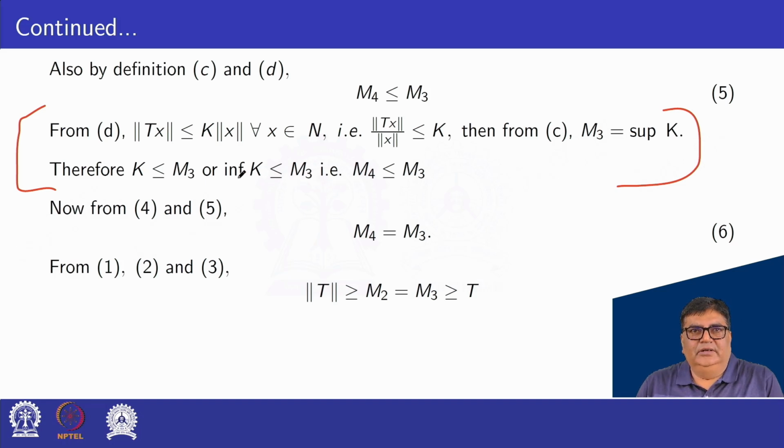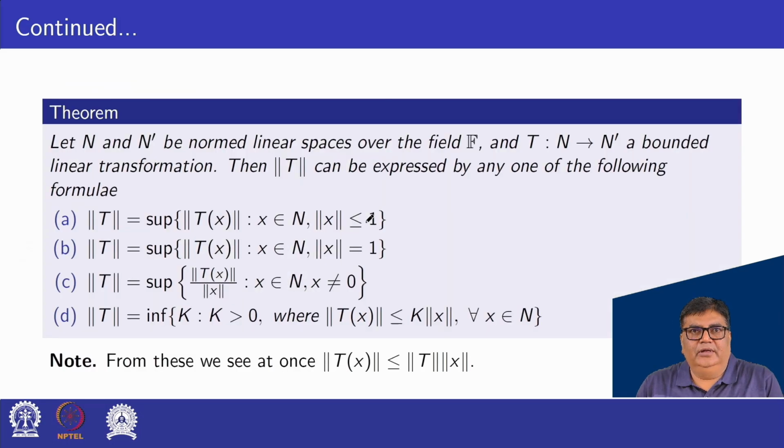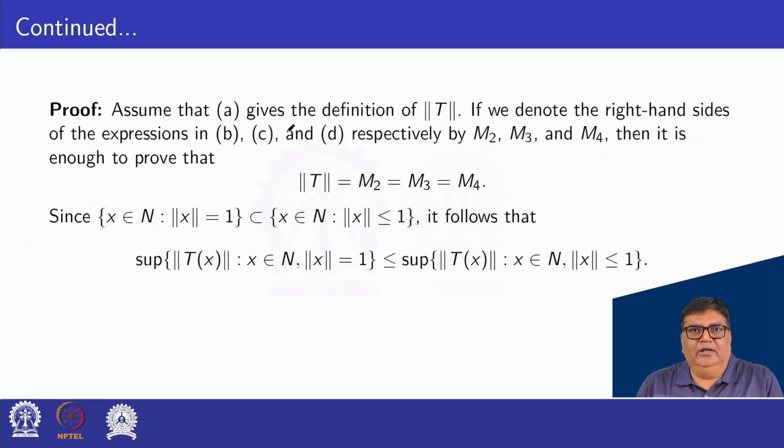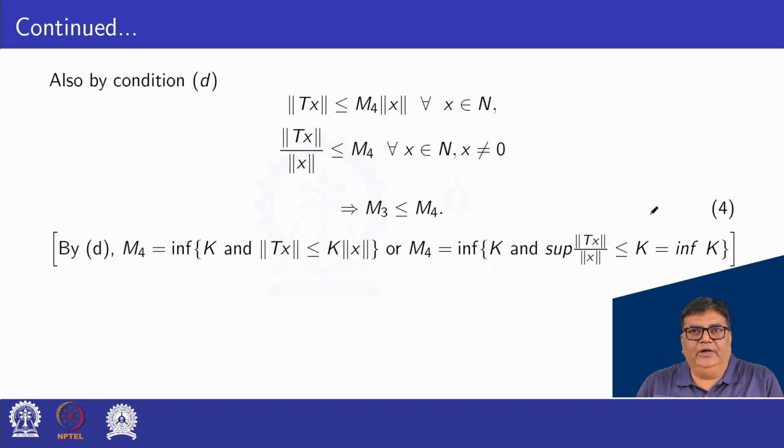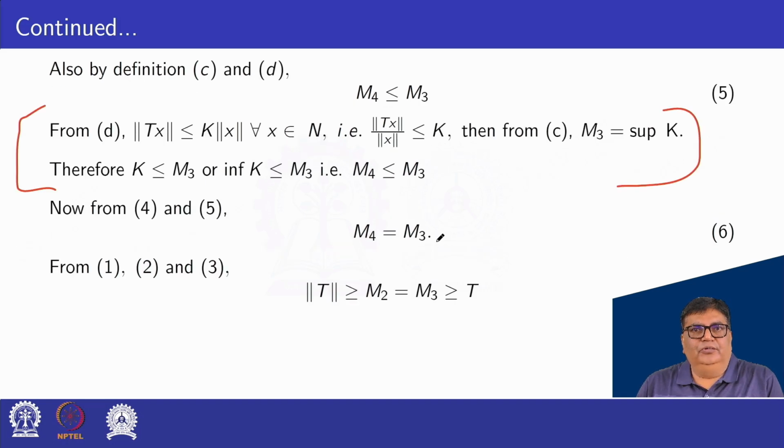That is, infimum K is M4 by statement and by our assumption. Okay, that is M4 less or equal to M3. Now from equation 4 and 5, M4 is equal to M3.